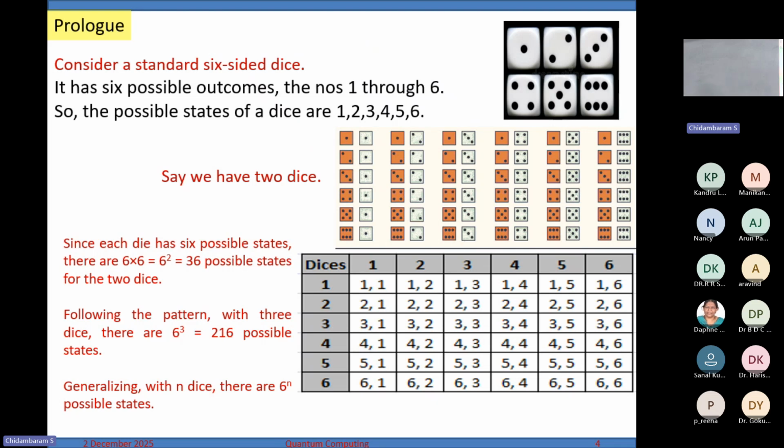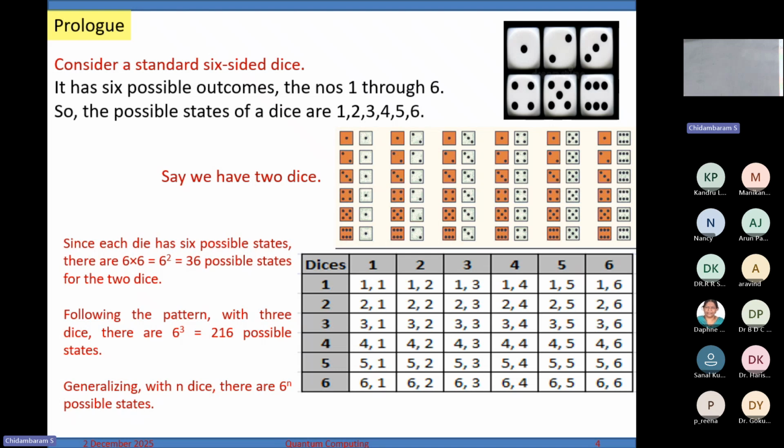Now here, since there are 6 sides for each dice and there are two dice, so 6 square, I have got 36 possible states. Now imagine I have n dice, so I will get 6 power n, right? So if it is coin, I am having 2 power n. If it is dice, it is 6 power n.